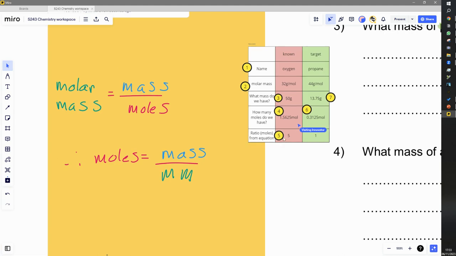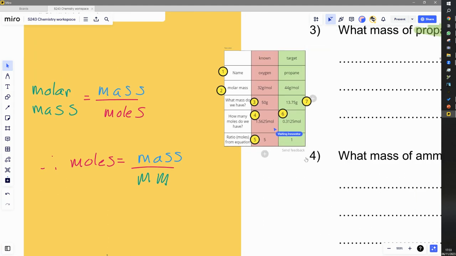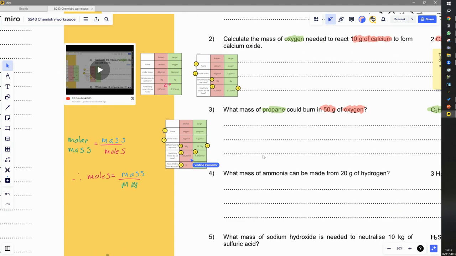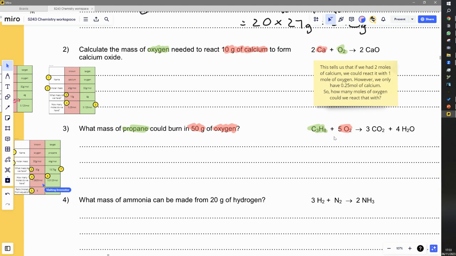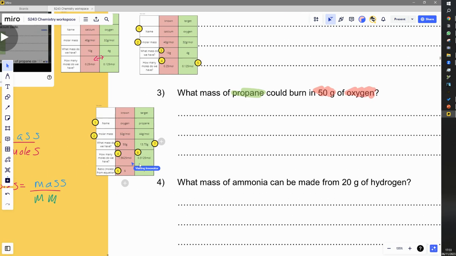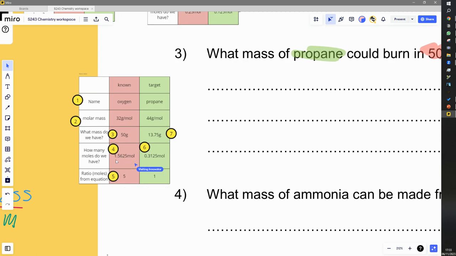Now this last row here I added because it helps us to see how to calculate step 6, which previously was step 5. The ratio is based on the balanced equation. We're looking at the large numbers for the target and the known substance. So yeah, 5 to 1. That means, and this is in terms of moles, that's why I've written moles in brackets there, this amount of moles represents that many parts.